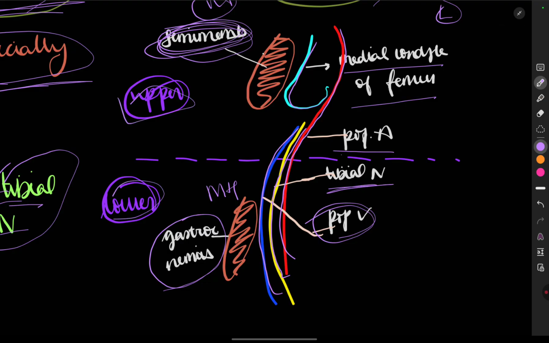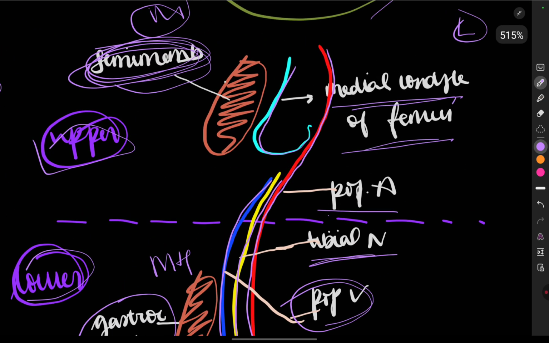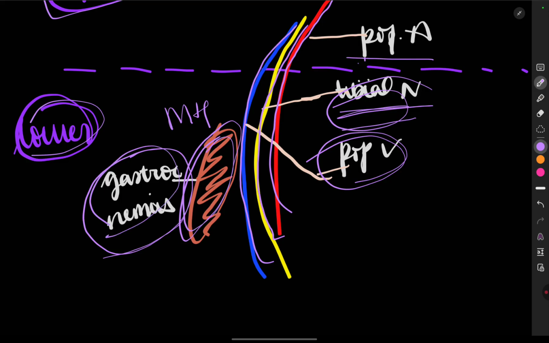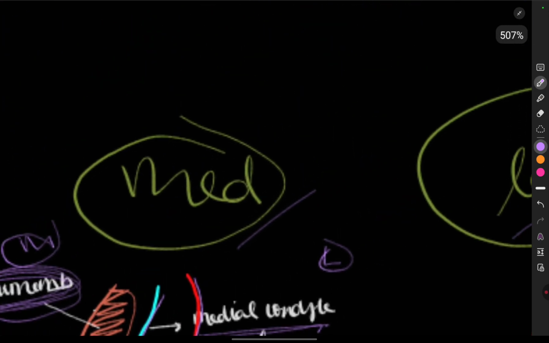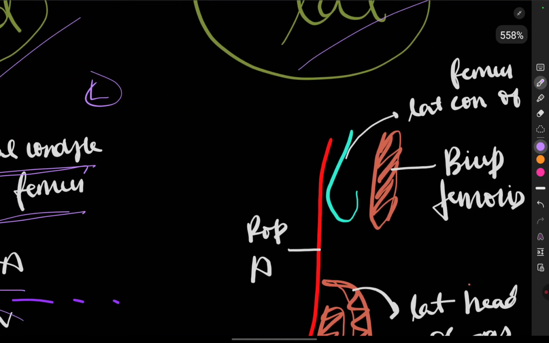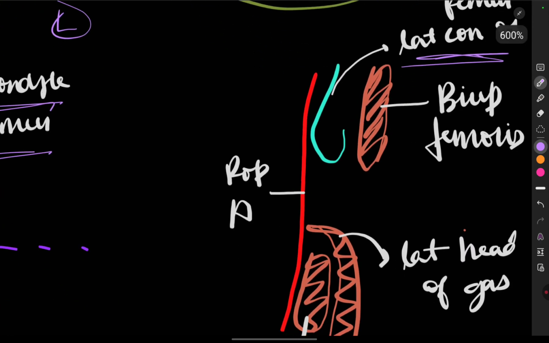So it's upper and lower. Upper we have the medial condyle of the femur and the semimembranosus, and in the lower part we have the popliteal vein, the tibial nerve, and the medial head of the gastrocnemius. So this is about the medial relation. Now we are going to see the lateral relation. So of course we had the medial condyle, so on the lateral side we have the lateral condyle of the femur, and the muscle we have is the biceps femoris muscle.